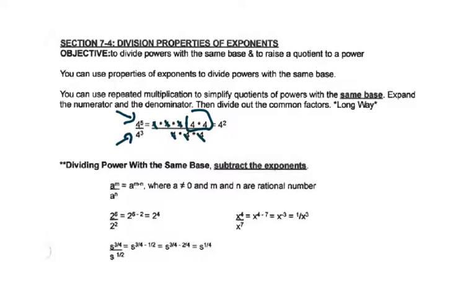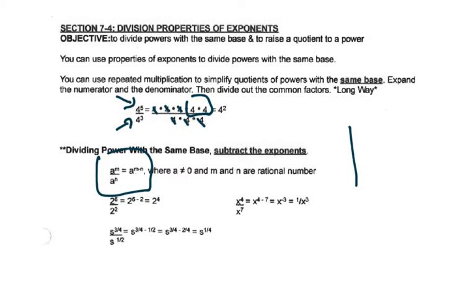So, hence the rule is that if the bases are the same, and the bases have to be the same, when you divide, you subtract. So we see a couple of examples here. We see 2 to the 6 over 2 squared. That is the same thing as 2 to the 6 minus 2, which is 2 to the 4th.